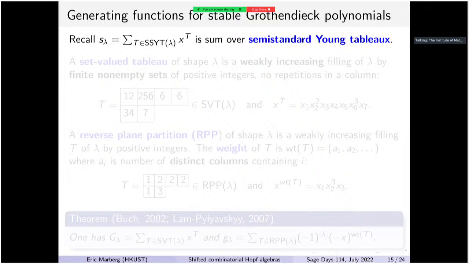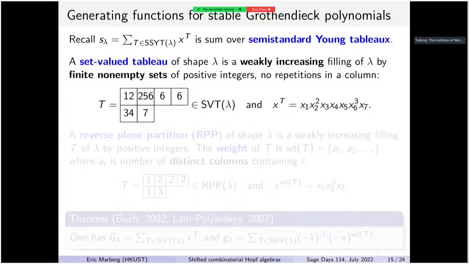OK, so now I want to tell you about the explicit generating functions for stable Grothendieck polynomials. So recall that Schur functions are just generating functions for semi-standard Young tableaux. So I'm not going to define what that is, but we have this formula like this.